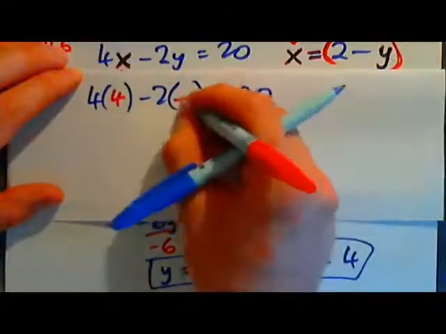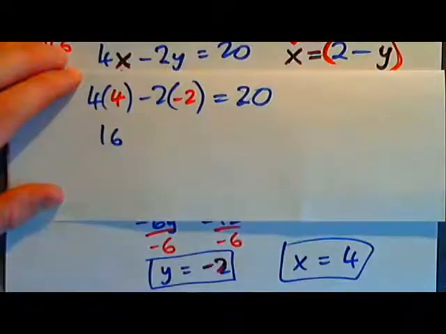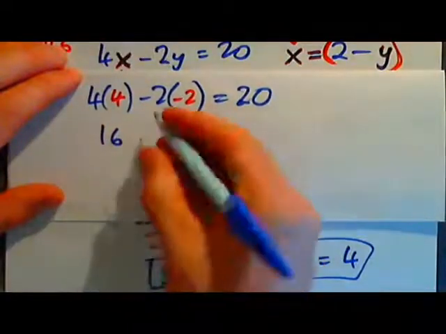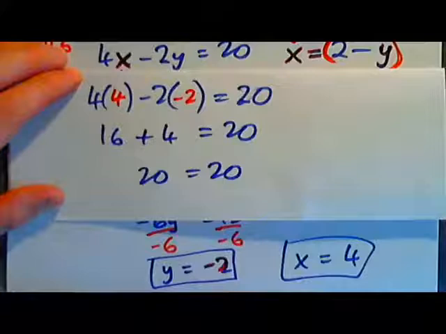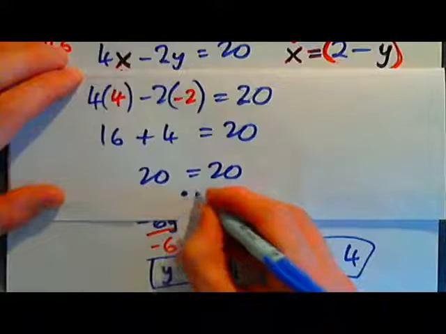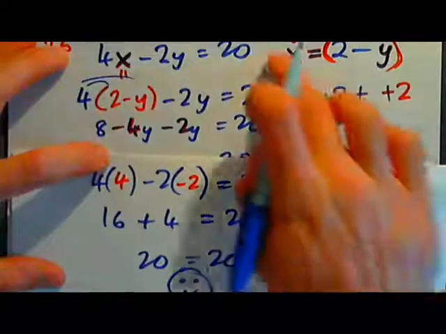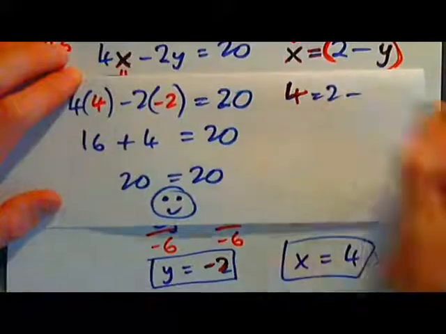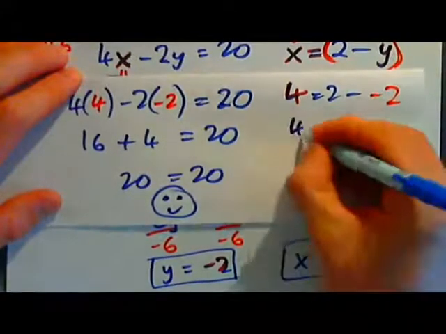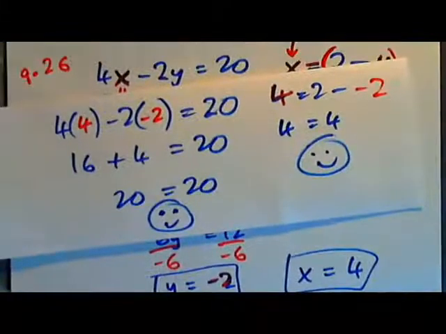Right, so plugging in 4 and then negative 2, that gives me 16. And here we have multiplication, so that would be a positive 4, right? Yes. So this one worked. Both sides are the same. These values work in this equation, so this one works. And I've really already checked this one, because I already plugged in negative 2, and that makes 4. Or you could just say 4 equals 2 minus negative 2, 4 equals 4, so the answer is correct, right? All right.